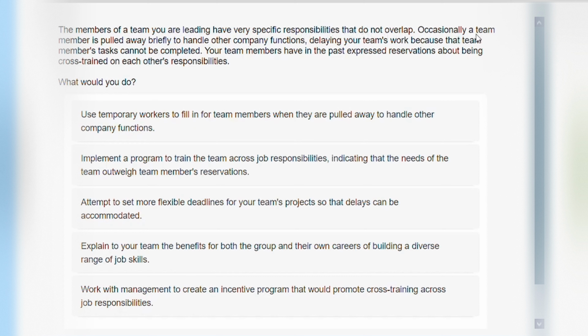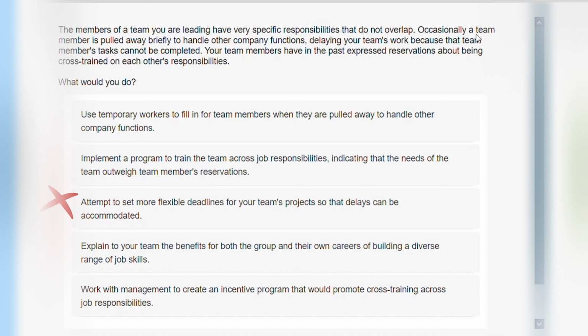So one clear one I see is attempt to set flexible deadlines for your team's project so that delays can be accommodated. Now this is something which goes against the peak performance factor of execute with excellence, especially under which it says operate with discipline, acts with a sense of urgency and with the end result in mind.